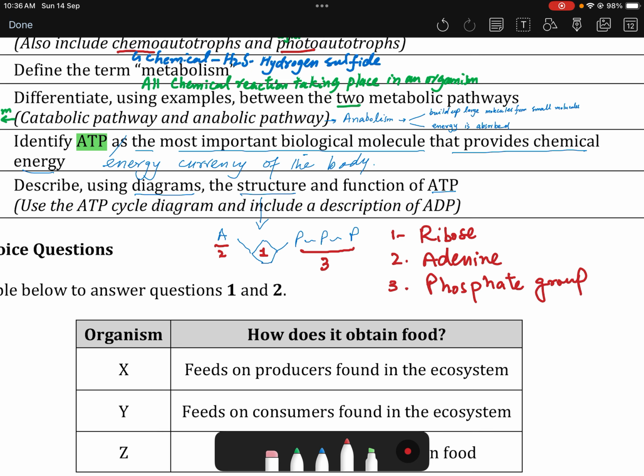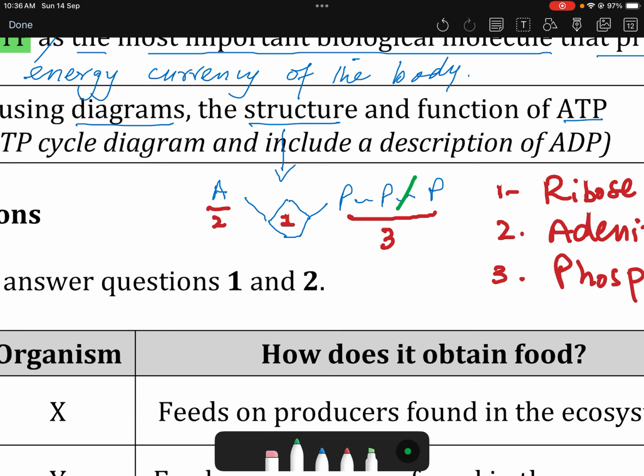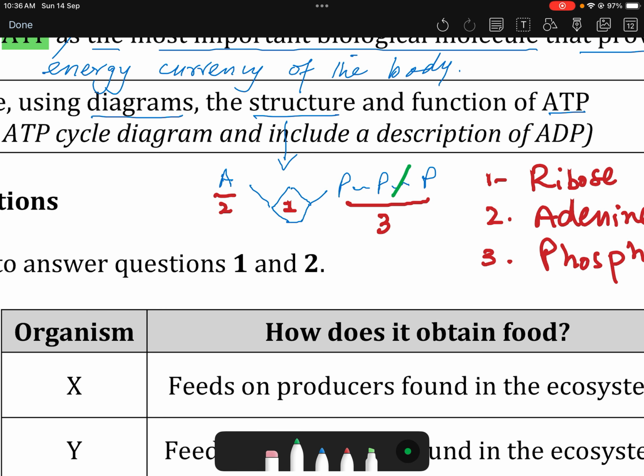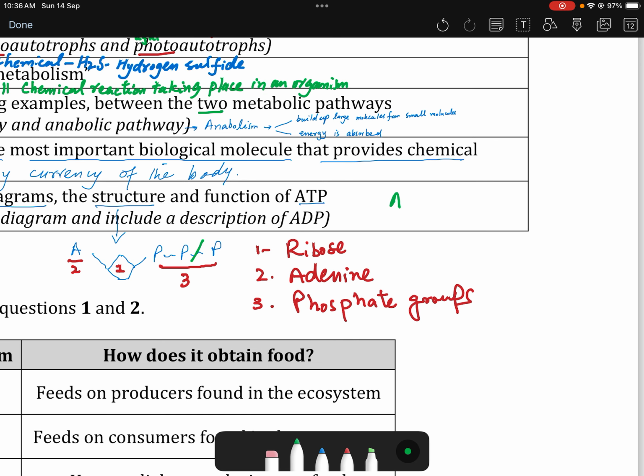Now the most important thing is that this bond is broken down to release energy. When you break one bond, you are left with two phosphate molecules. So ATP breaks down, releasing one phosphate. Normally we put Pi with it, that is the inorganic phosphate, and it makes ADP. The same process happens again, you release one more phosphate and it is converted into AMP. So this is how it works.